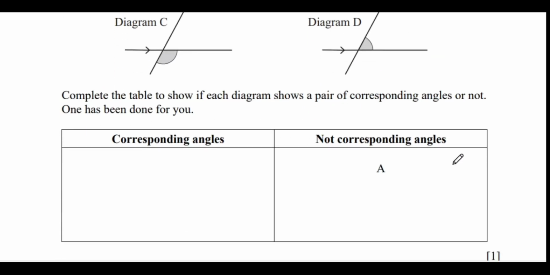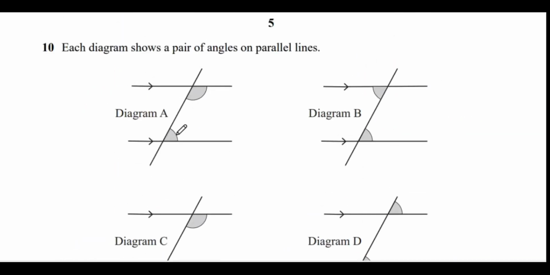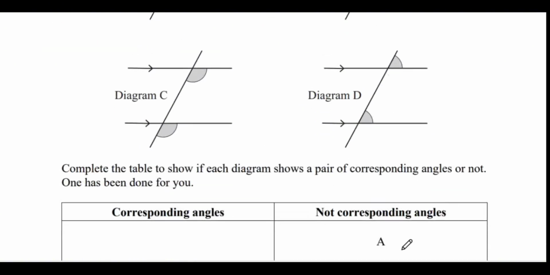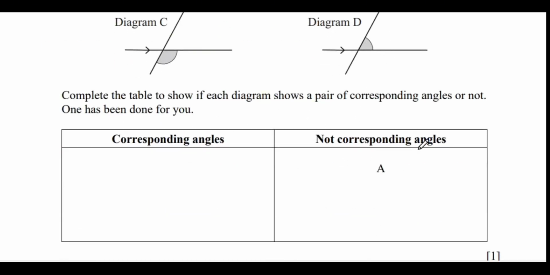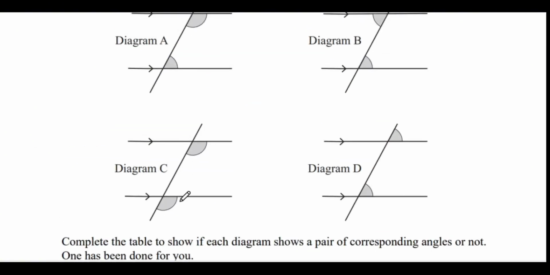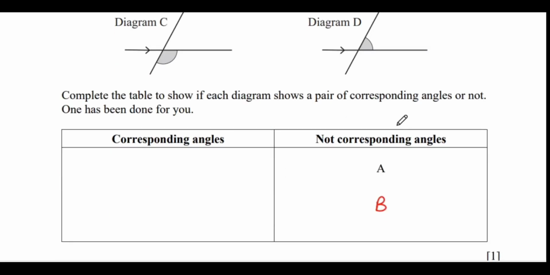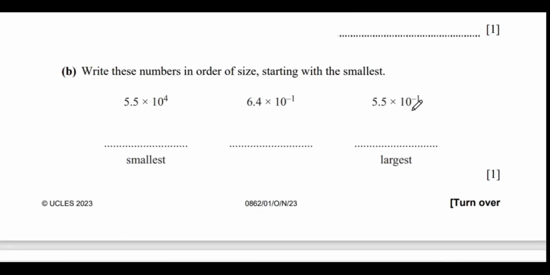So let's go back to the diagram. Diagram A, of course, this is a co-interior angle, so it's not a corresponding angle. That's why we have it here. Diagram B, this is obviously an alternate angle, which is not a corresponding angle. So I will come here and write my B. Now, diagram C, yes, this is a corresponding angle, and diagram D also is a corresponding angle. So I will come and write my C and my D. Okay. So move to the next question.